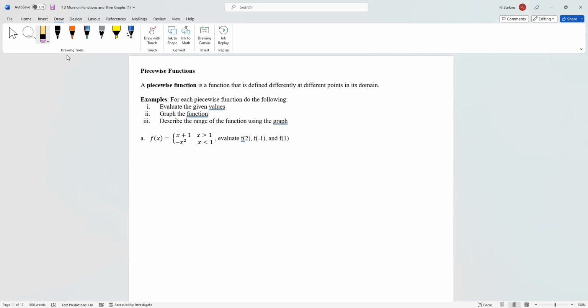First it says to evaluate the given values. So f of 2. First we need to figure out where 2 falls within the domain. This says x is greater than 1. So 2 obviously falls into that part of the domain, which means we plug it into that part of the function. We're plugging in 2 plus 1, and we get 3.